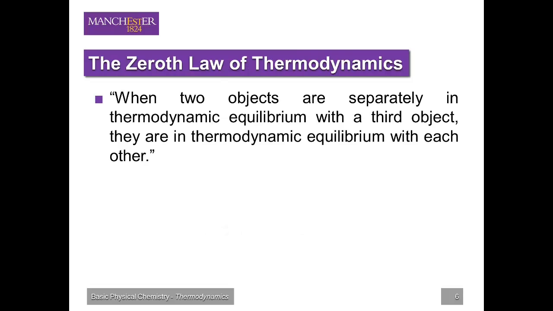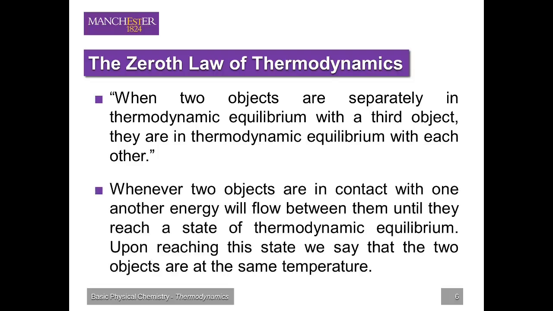This quandary led to the formal statement of a new law of thermodynamics. When two objects are separately in thermodynamic equilibrium with a third object, then they are in thermodynamic equilibrium with each other. Whenever two objects are in contact with one another, energy will flow between them until they reach a state of thermodynamic equilibrium. Upon reaching this state, we say that the two objects are at the same temperature. So in other words, this new law of thermodynamics states that when two objects are separately at the same temperature as a third object, they are at the same temperature as each other.